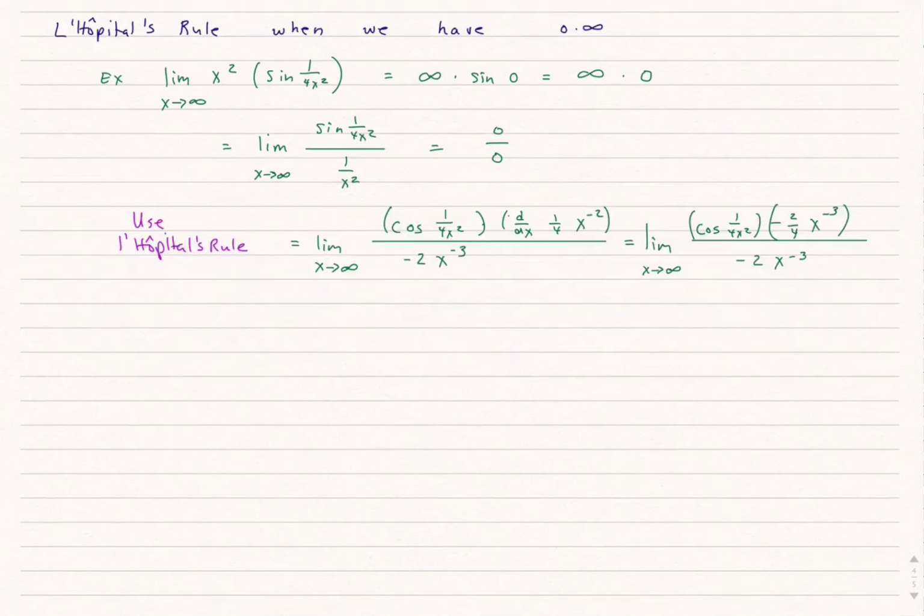Once I take the derivative using the chain rule, I see that I get down to this, and then I can simplify this even further to this, and when I let x approach infinity, this becomes 1/4. So in order to handle problems in the form of 0 times infinity, I need to recast it in terms of 0 over 0 or infinity over infinity.